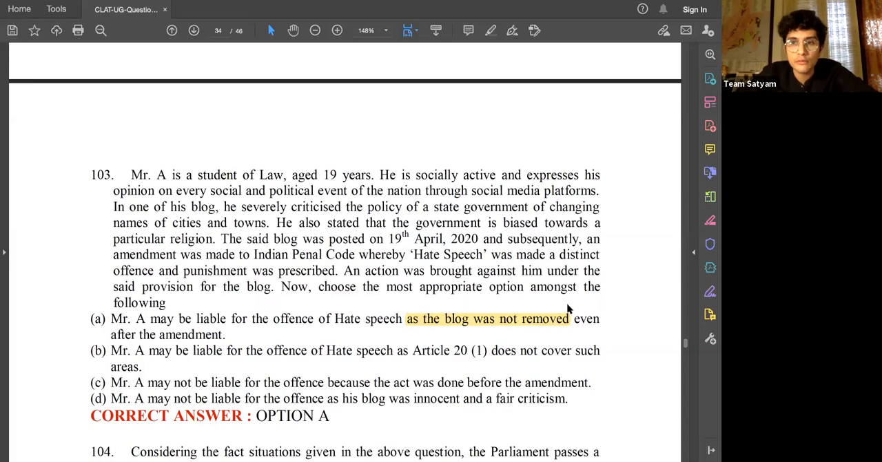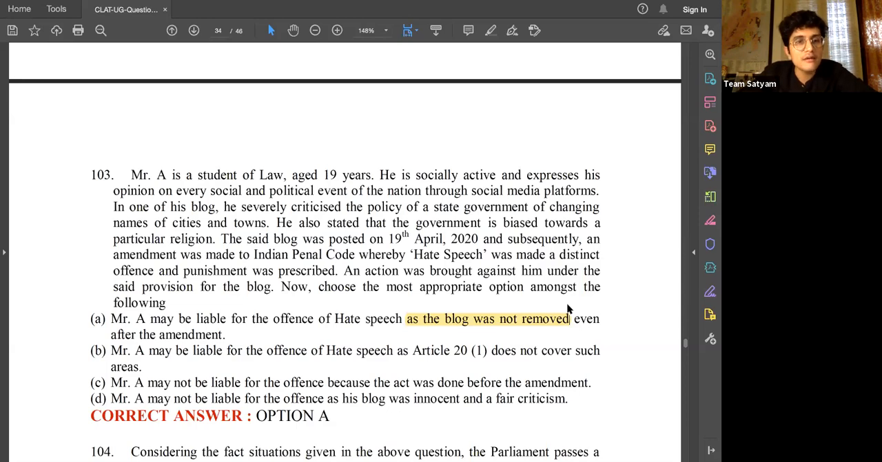So option A is suggesting something which is not at all derivable from the contents of question 103. The removal of the blog is not referred to in the question, so it is difficult for a candidate to assume that Mr. A would not have removed it, because that is the basis for him being made liable for that offense. So 69 and 103 are definite challenges that you should be making to the consortium, telling them that 69 and 103 should be either struck off or marked as wrong, or whatever the consortium wants to do with it.